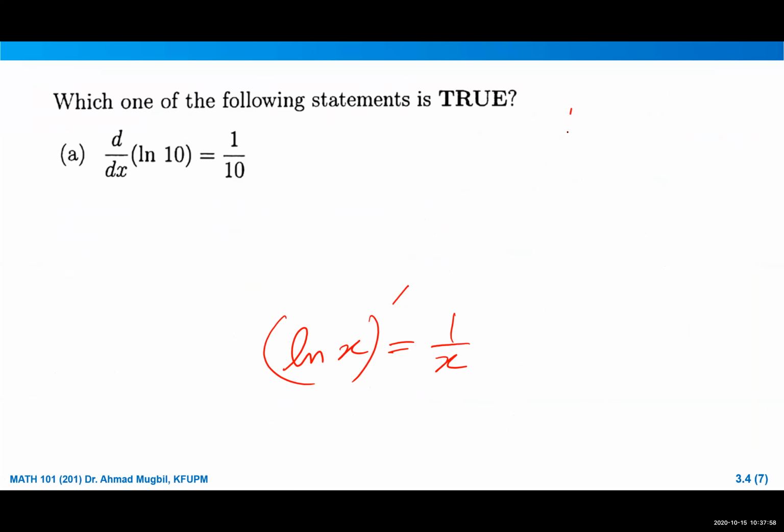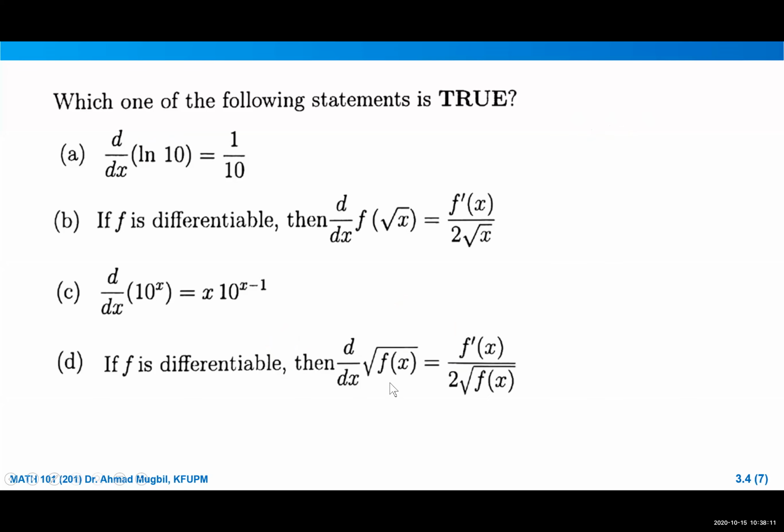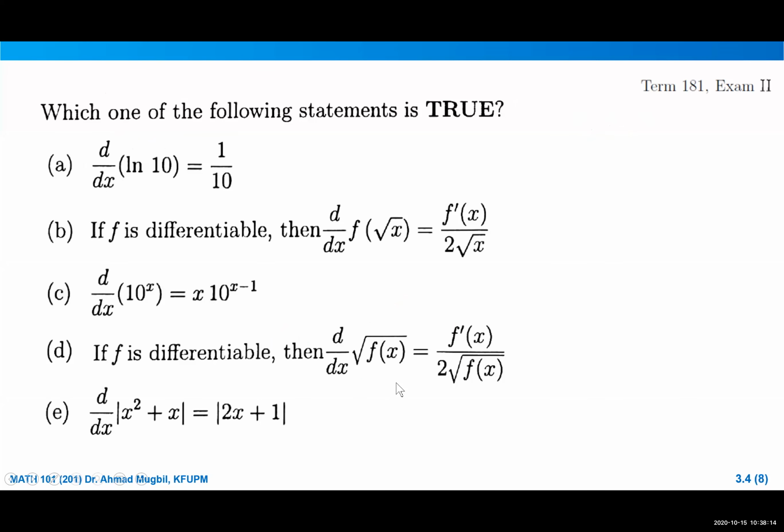But ln 10 is a number. Is there x here, ya shabab? Do we have x here? We don't have x. So what is the derivative of this? Zero. It will be zero. Let me go to the next slide. So the derivative of this one, ya shabab, is zero because the derivative of any constant is zero.